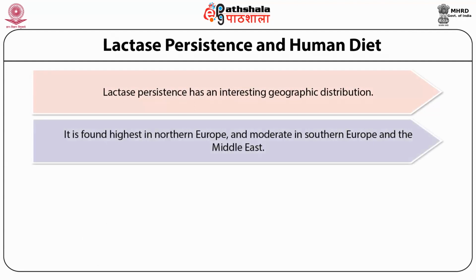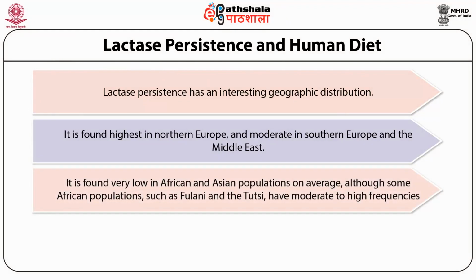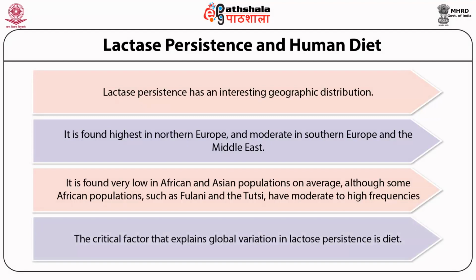It is found highest in Northern Europe and moderate in Southern Europe and the Middle East. It is found very low in African and Asian populations on average, although some African populations have moderate to high frequencies. Variation in Africa is particularly revealing because some populations have a high frequency of lactase persistence and some have very low levels of lactase. The critical factor that explains global variation in lactase persistence is diet.